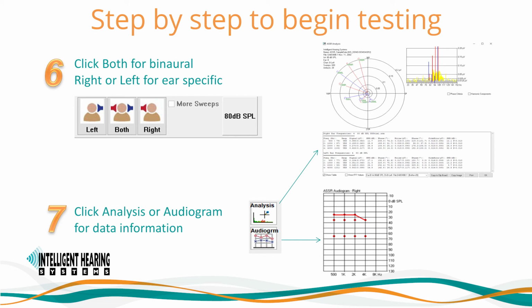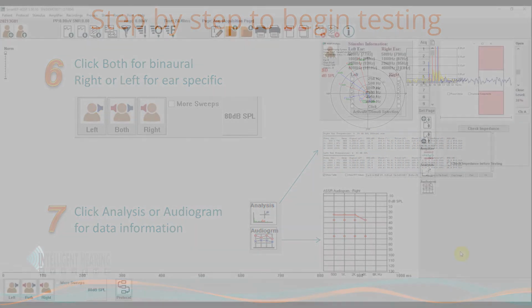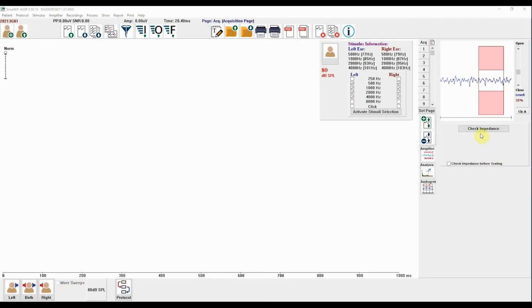Note the software will acquire data in blocks of 20 sweeps. Select Analysis to view the frequency spectrum of the response, along with the response detection data table and phasor plot. Or select Audiogram to view the audiogram results. Both of these can be opened while the sweeps are being acquired, and will update with every new block of 20 sweeps. Now let's explore setup and ASSR testing strategies.